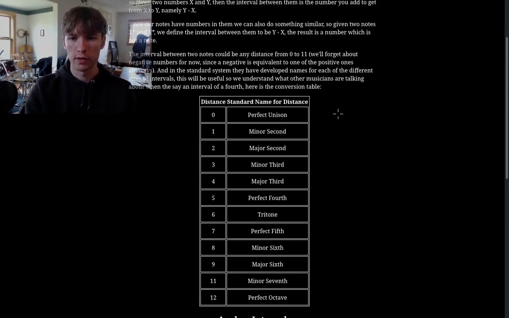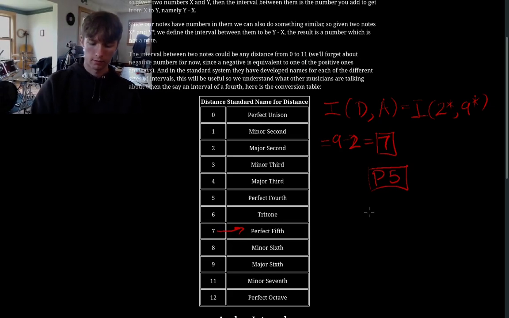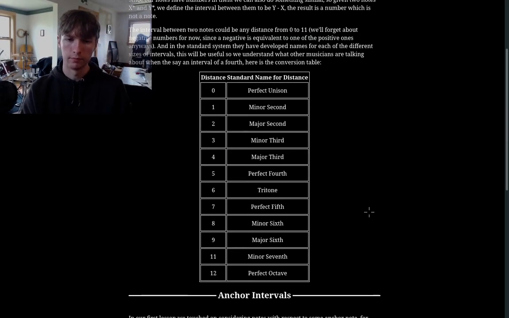So anyways, we were talking about D and A. Let's just go over it quickly. If someone says, what's the interval between D and A? Well, that's equal to the interval between 2 star and 9 star, and that's equal to 9 minus 2, which is equal to 7. Then we could go on our table, and that's a perfect fifth. So the interval between D and A is a perfect fifth. So that's how we can use that table.